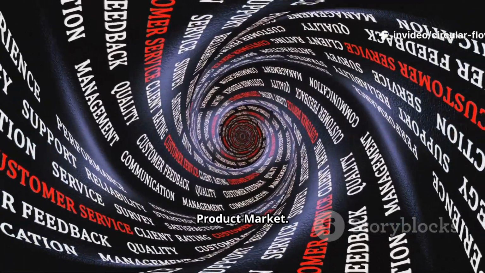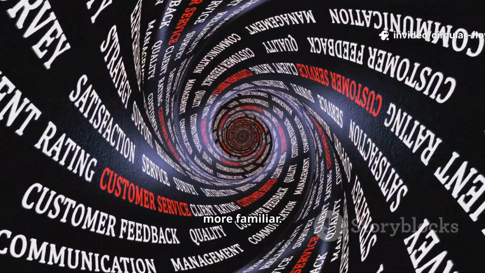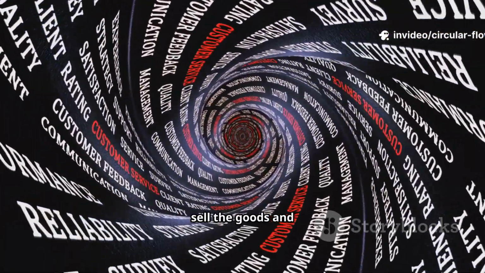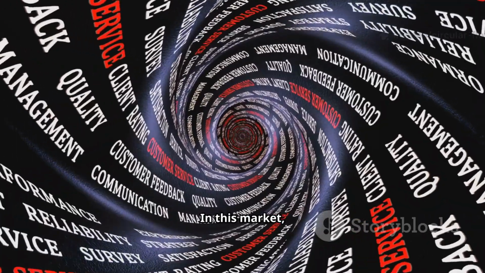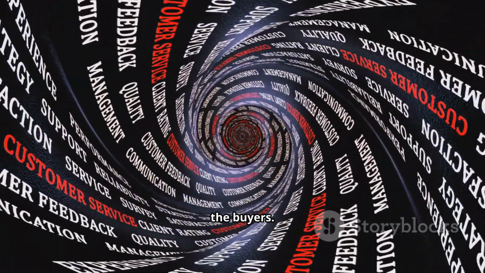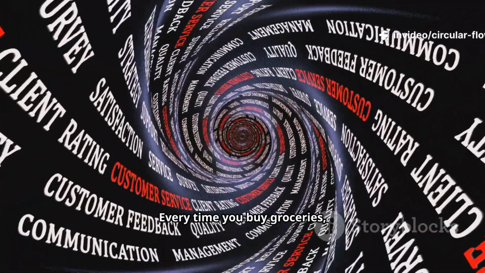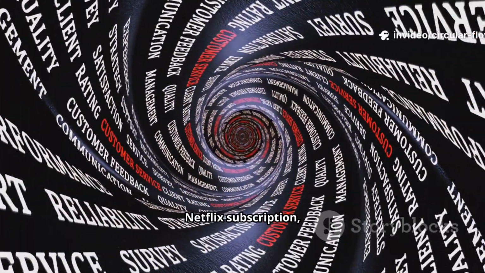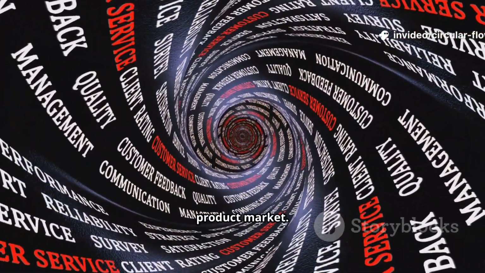The second is the product market. This is probably more familiar. It's where firms sell the goods and services they've created. In this market, the roles are reversed. Firms are the sellers, and households are the buyers. Every time you buy groceries, get a coffee, or pay for a Netflix subscription, you're participating in the product market.